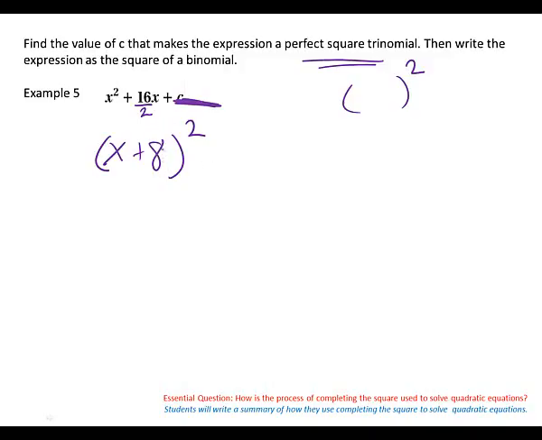All right. So now what we're going to do is take this and square it. See that little hint right there? It squares it. So what's 8 squared? 64. That's what goes here. Done.